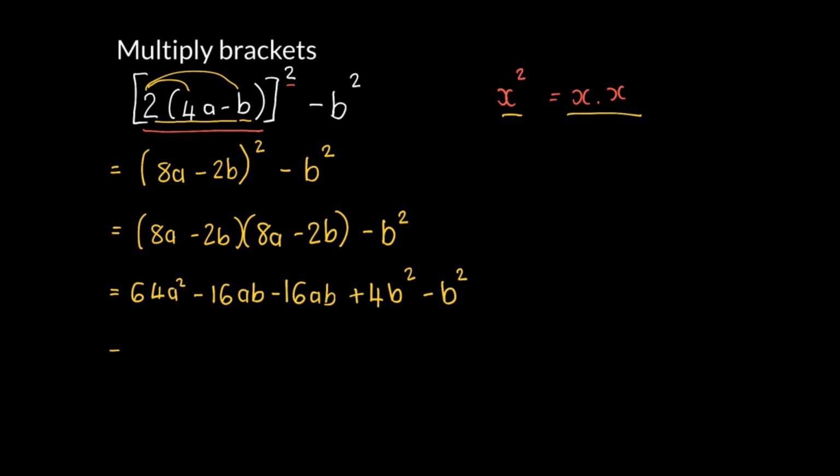All right, and this is equal to, now I can add like terms again, because that's what we did in the other one as well. I've got 64a squared sitting all by itself. So I'm just going to have 64a squared, negative 16 minus 16, that'll give me minus 32ab. And then I've got 4b squared minus b squared, and that's going to give me positive 3b squared. And that's the answer we're looking for in this case.